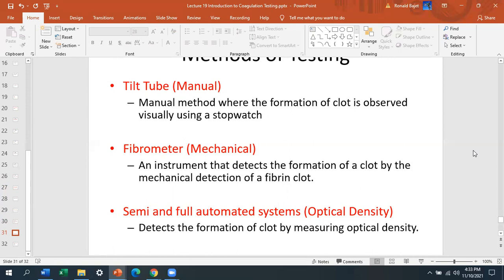And then nowadays you have automated and semi-automated methods where they detect the formation of a clot by measuring optical density. If the optical density changes because of the presence of the clot, then as soon as it gets to a certain optical density, the timer will stop. So it starts when the reagent is added and it stops when it reaches a certain optical density.